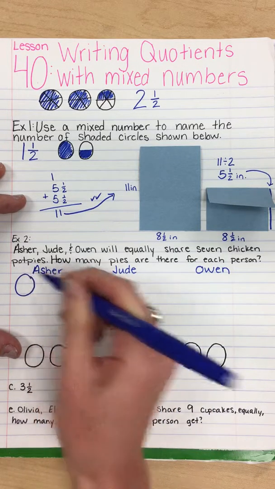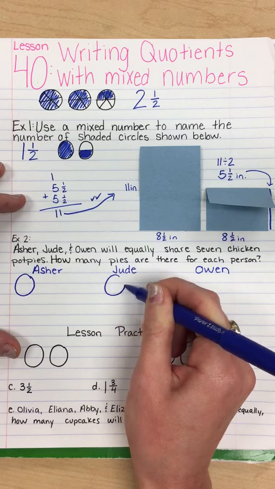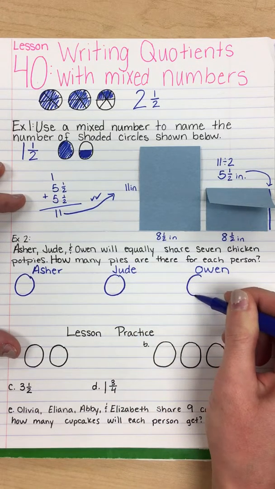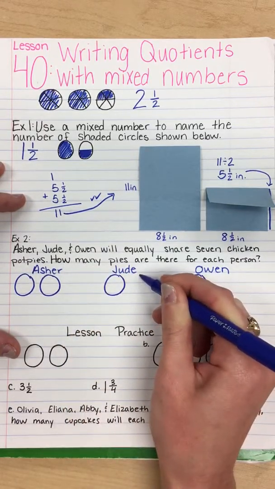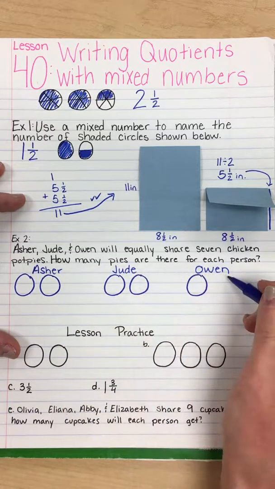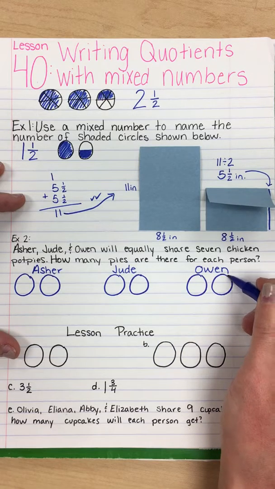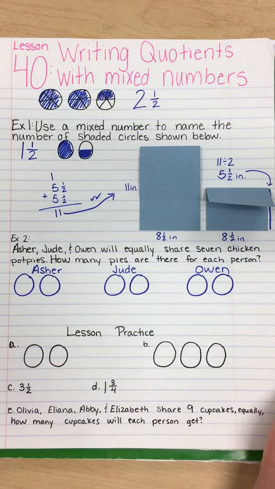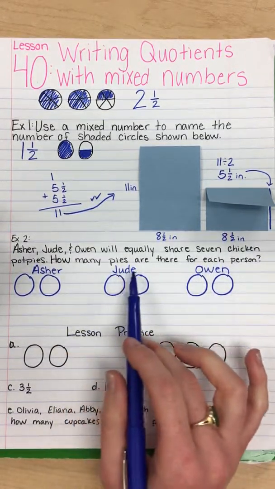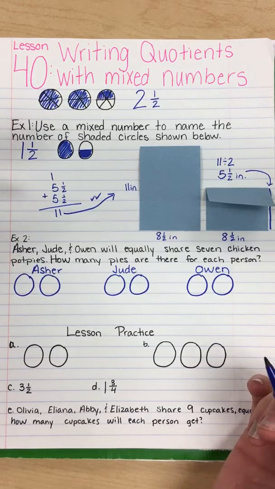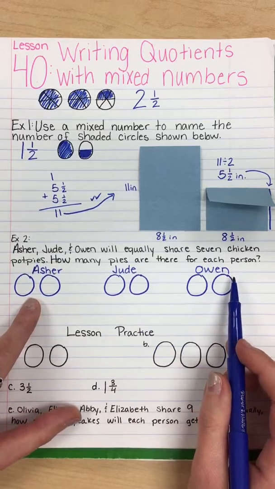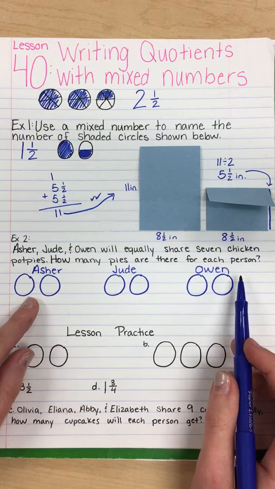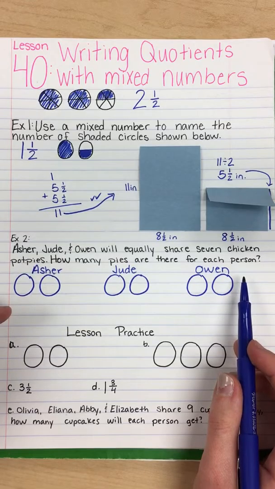So 1, 2, 3, 4, 5, 6, and then we will have 1 left over. So it's not asking for a remainder. They're dividing them evenly. So how many would we do that? So first, you see that they each get 2 pot pies. However, there's 7 pot pies total. So there's still 1 pot pie that has to be divided.